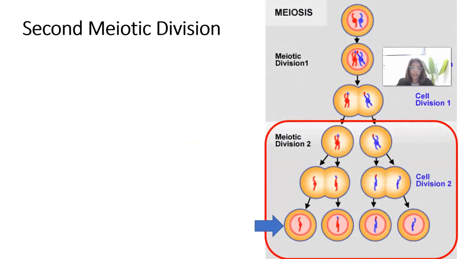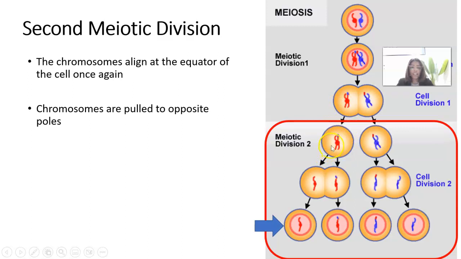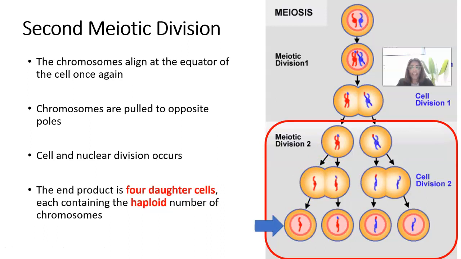Now, in the second meiotic division, there is no more chiasmata, okay? But we do get other things that enhance variation. So again, the chromosomes line up at the equator. During metaphase, they are pulled to opposite poles. Again, this is similar to mitosis. This is anaphase. And as a result, we have telophase, which is a nuclear division, and then cytokinesis. Now, at the end of the second meiotic division, we have 4 genetically unique daughter cells, and they are all haploid.